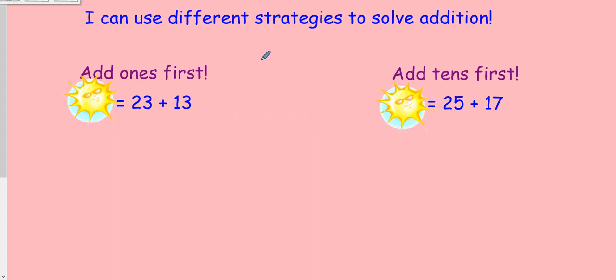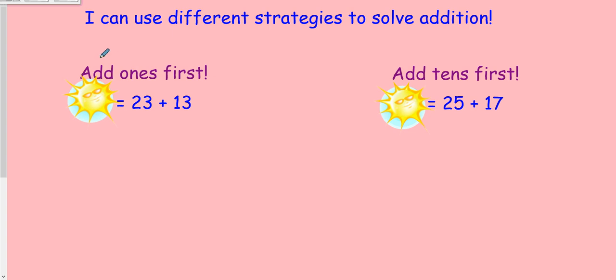Our I can statement today says, I can use different strategies to solve addition. We have been working very hard learning different strategies that we can use to solve addition problems. When you are solving a problem, you can think about which strategy would work best, and that's the strategy that you could choose to use. We are going to look at 3 strategies today that we have been practicing together.